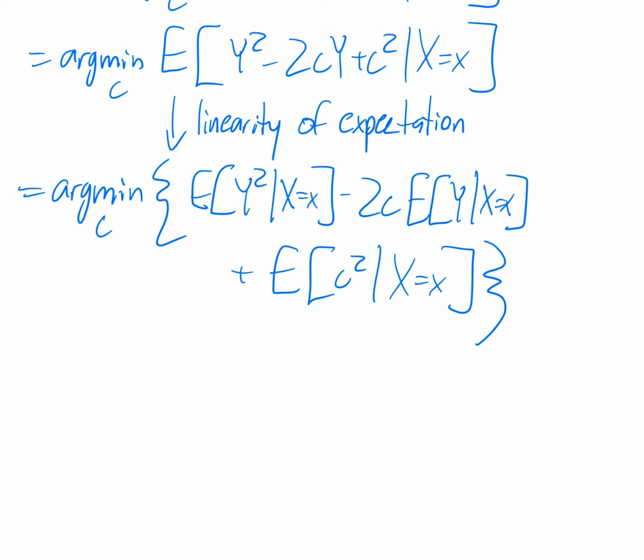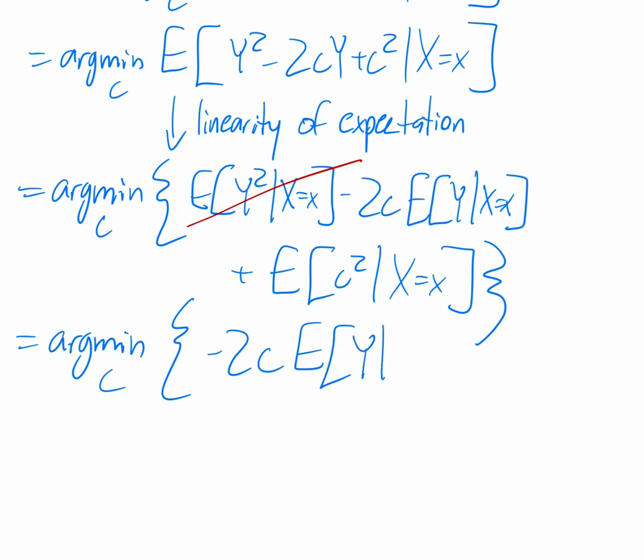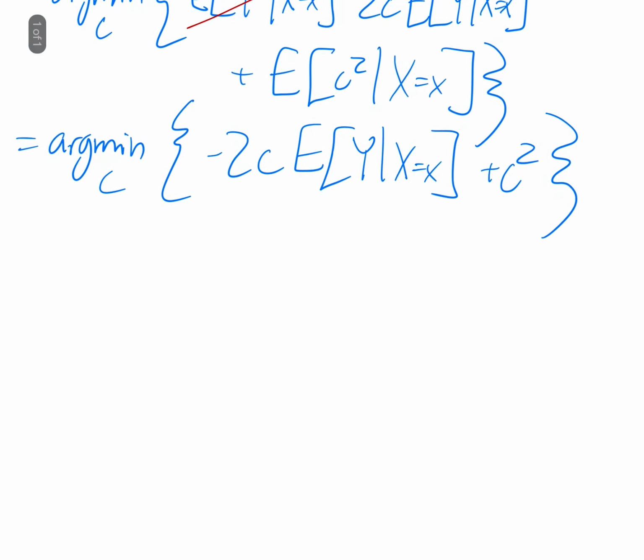So looking at this first term, it doesn't depend on c at all, so we can just ignore that for the purposes of our optimization problem. And then this third term here, remember, c is just a number. It's just a constant, so we can get rid of the expectation. We can just write that as c squared.